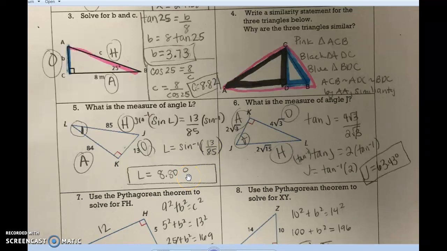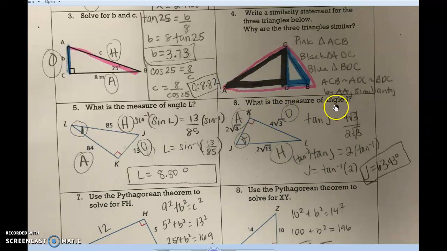Please make sure your calculator is in degree mode so you can get the correct answer. So the degree measure for angle L is 8.89. If they ask you to round it to the nearest degree, it will be 9 degrees. Remember, if you're looking for an angle, you want to do the inverse of whatever trig function you choose.